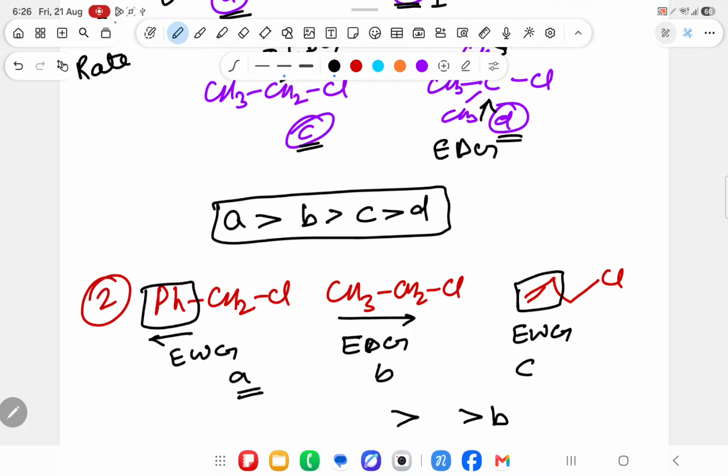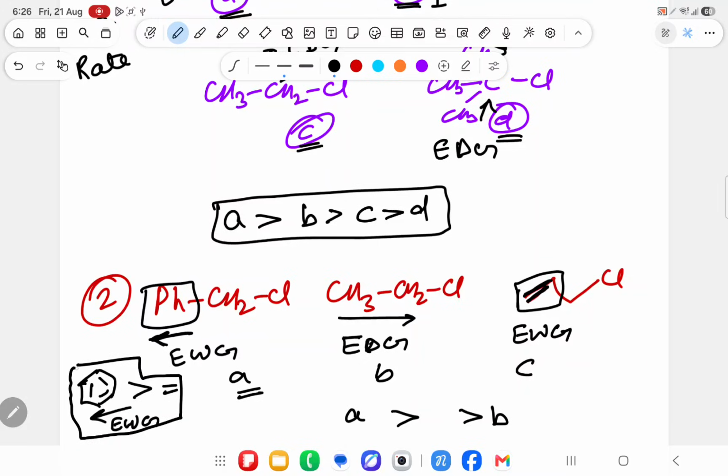Sir, A will be more, because whenever I have dictated in GOC, the minus I effect of phenyl is more powerful. Why? Because phenyl has 3 double bonds and the other has only 1 double bond. So 3 double bonds are more electron withdrawing than 1 double bond. So A will be more, then C, then B.